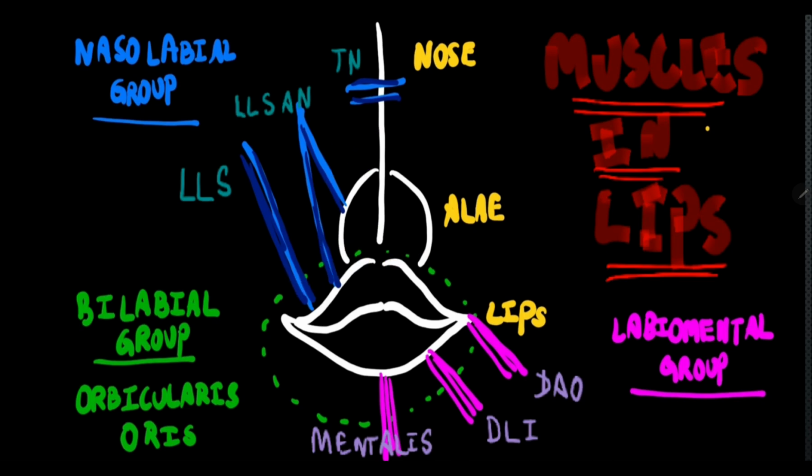These muscles are supporting the lips from above. The bilabial group is the orbicularis oris, which has two parts, one the horizontal and two the oblique part. So these two are the bilabial group. And then comes the labiomental group. These muscles are mentalis, depressor labii inferioris and depressor anguli oris. These are all the muscles which give the lips their contour.